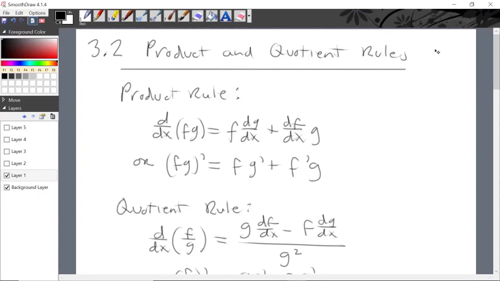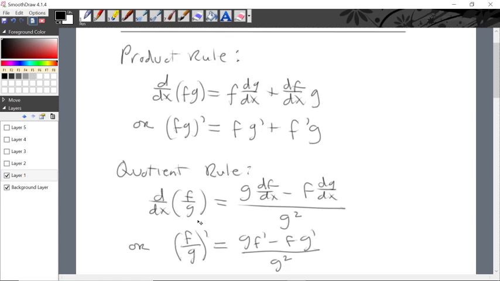In this section 3.2, we are looking at the product and quotient rules of differentiation. That is, we want to be able to take the derivative of a product of functions where the derivative exists and the derivative of a quotient of functions where the derivative exists.